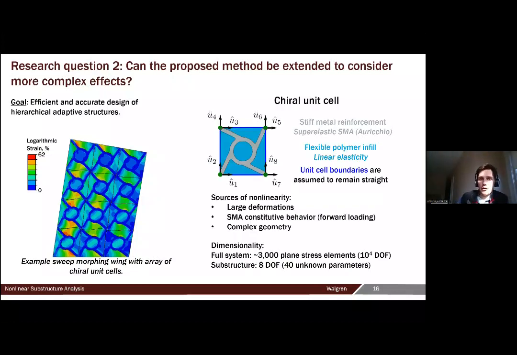So for this second example, we're using this chiral unit cell, and the light blue material represents a flexible polymer infill, and then the stiff or the gray material represents a superelastic SMA. And then we've assumed in this case that our unit cell boundaries or interfaces will remain straight. And obviously you can see down here, that's not a great assumption, and we're working to improve that right now. So this example has around 10,000 degrees of freedom, and we're going to try to reduce it down to 8 using 40 unknown model parameters. And we're going to try to capture large deformation, SMA constitutive modeling during the forward loading, and then complex geometry in terms of you have the circular feature embedded with these beams, and then also infilled with flexible material.